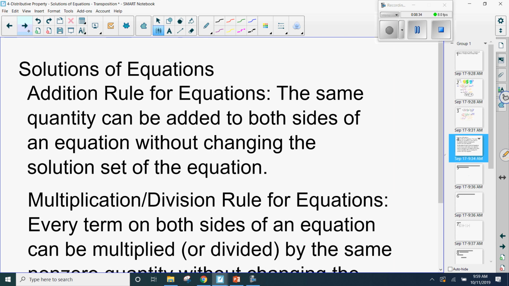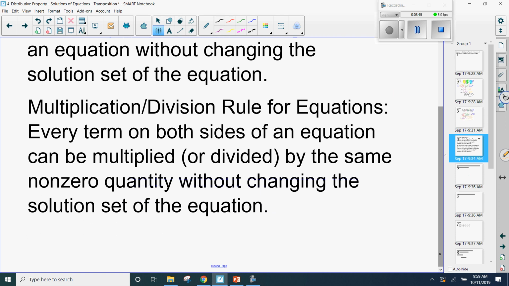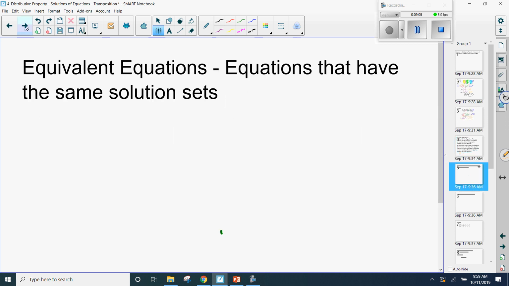The third and fourth rules: you can multiply and divide both sides of an equation by the same value without changing anything, without changing the solution or the answer to the equation. Your solution set will still be the same. Non-zero quantity, because can you divide by 0? No. Remember, you cannot divide by 0. But it's okay to take 0 and divide by a number, right? Yeah. What's your answer there? 0. 0 divided by 5 is 0.